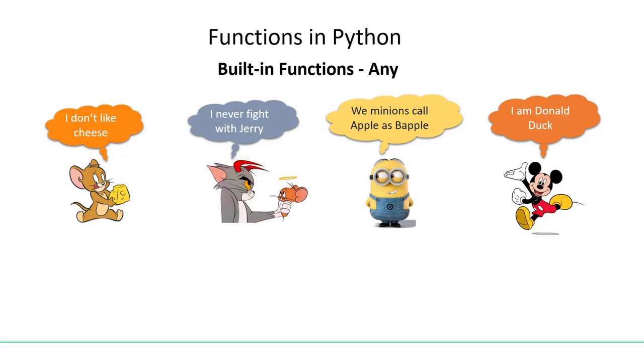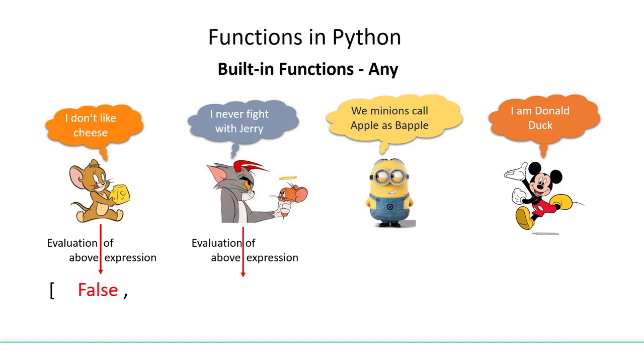To start with, Jerry says it does not like cheese. But we all know that it likes cheese a lot. It even has one in hand. So that means it is evaluated to false. The next one is Tom, the naughty one, who tries to say that it never fights with Jerry. But we know that it is fighting with Jerry. So that means it's again evaluated to false.